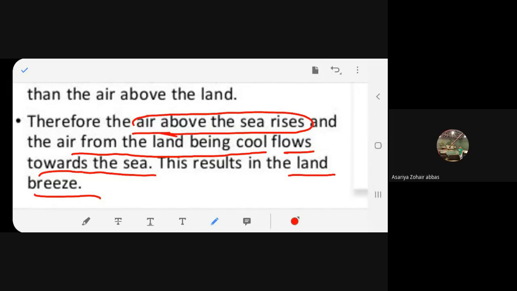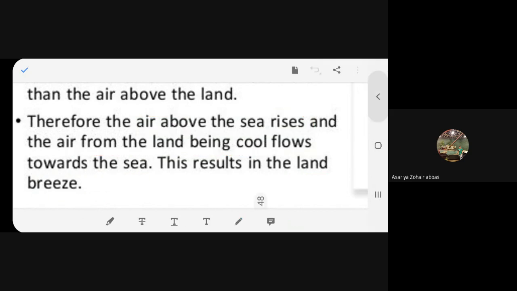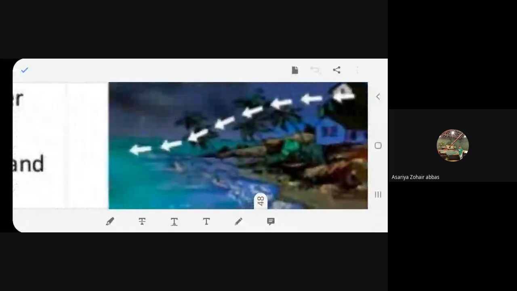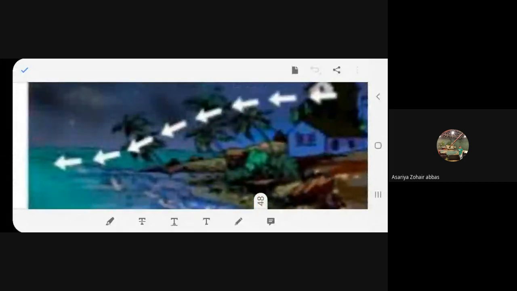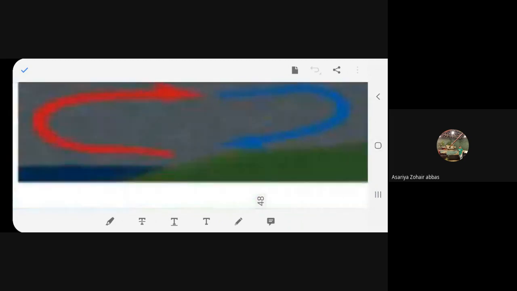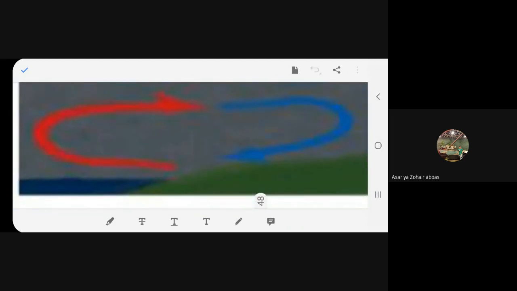Sea breeze? Yes, beta? There it is. From land to sea. You see that? At night time, from land to sea. This is which breeze, beta? Land breeze. Same thing you can see over here. From land to sea. Right?